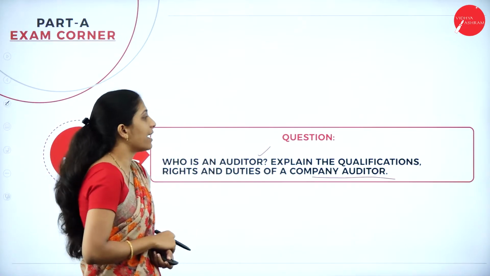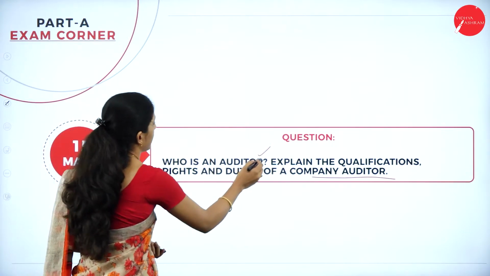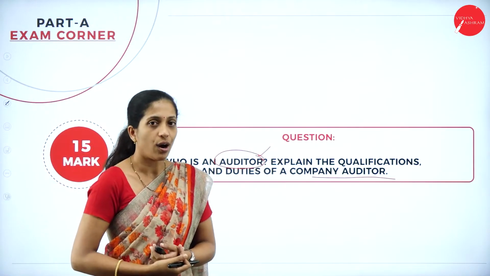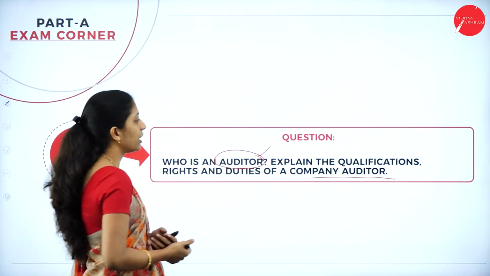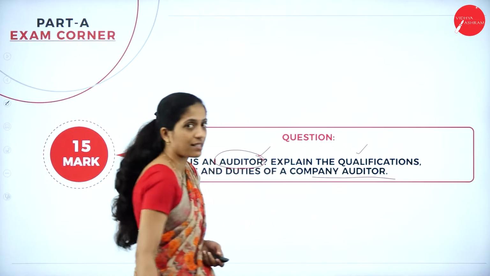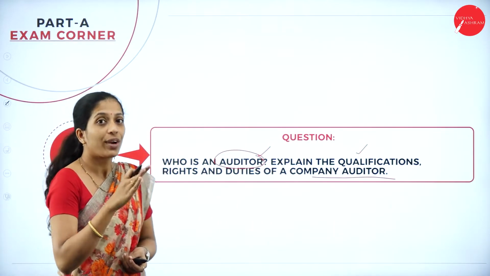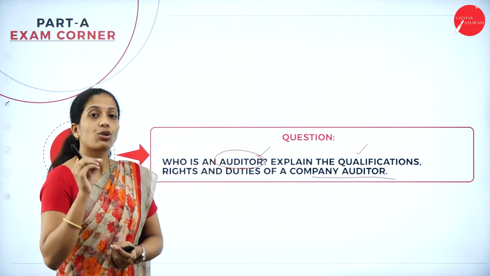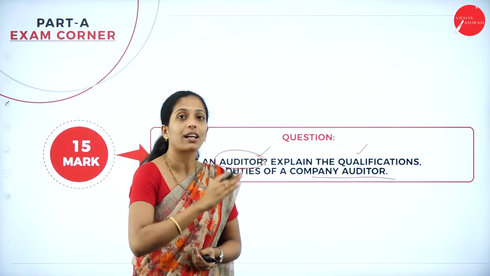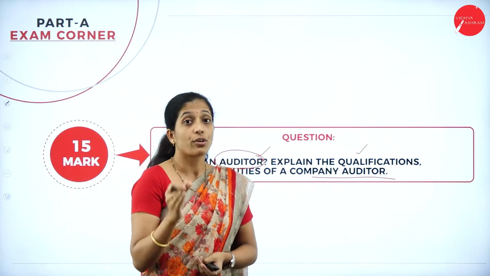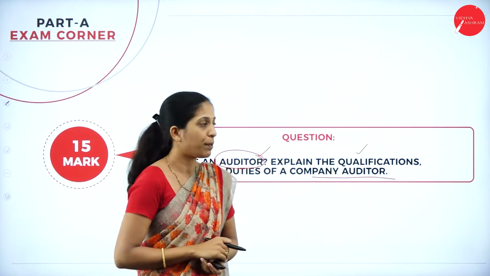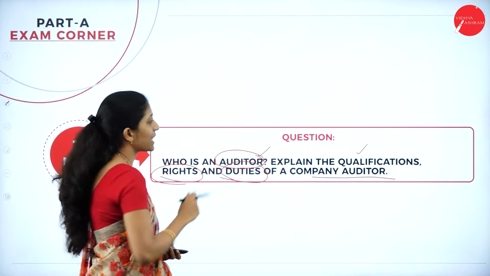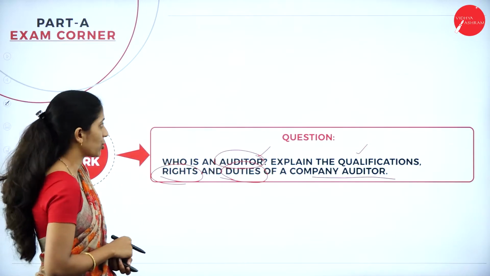Now if you go through the answer, here we know who is an auditor, right? The person who examines the books of account is known as auditor. Let us see what are the qualifications. Of course, he should be a very qualified person, right? Since he is going to verify the books of account prepared by the accountant, he should have sufficient knowledge about both accounting as well as auditing process. So he should be a very qualified person. And he has certain rights as well as duties. So those rights and duties have to be written for this question.